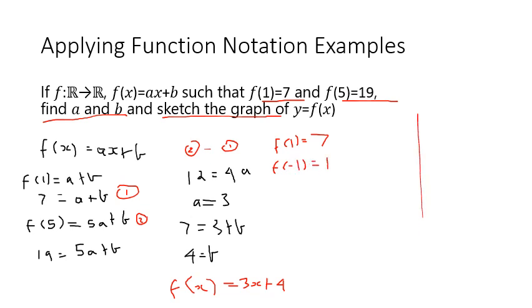So now we can draw up our graph, draw our axes, put our 2 points on there. We've got when x equals 1, y equals 7. And when x equals negative 1, y equals 1. We can connect the dots, and that's how we do that kind of example.